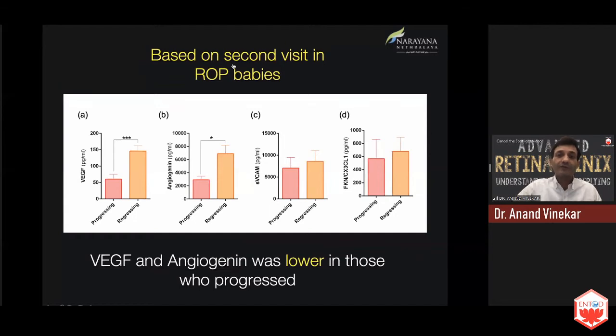So what happened after we looked at that second visit? We found that those babies who had lower VEGF and angiogenin were the ones who progressed. At this point, let's stop to think that we knew that VEGF was required for normal vascularization. At which point that tips the balance from normal vascularization to pushing them towards ROP and severe ROP is not clearly known right now, but it's interesting that this is playing out at the very first and second visit.